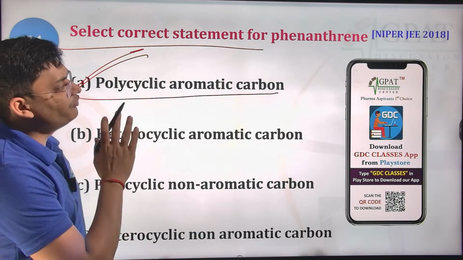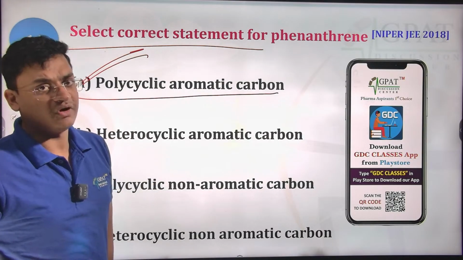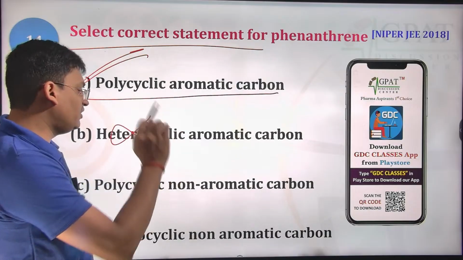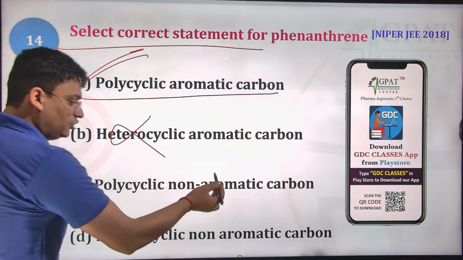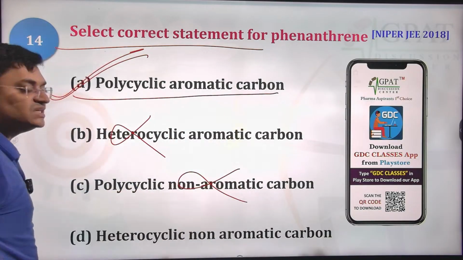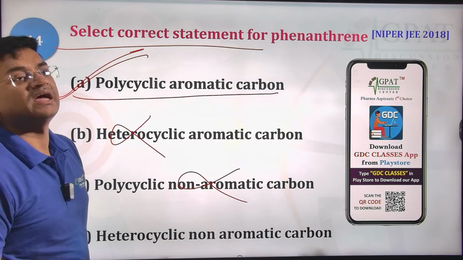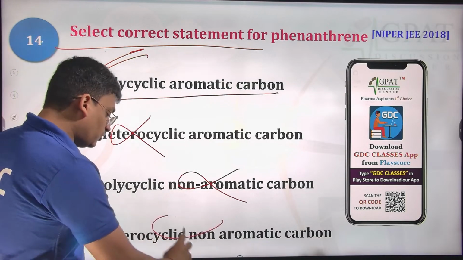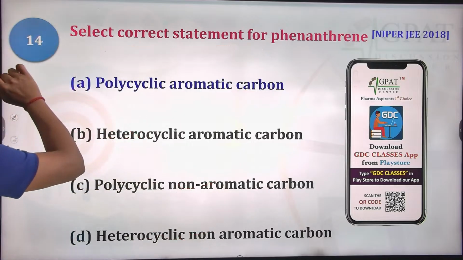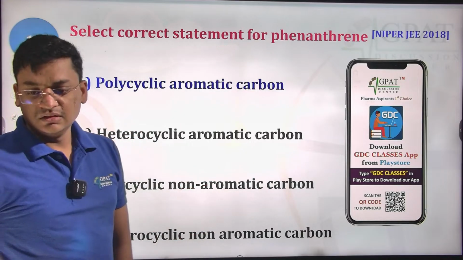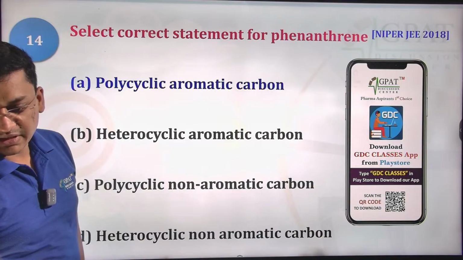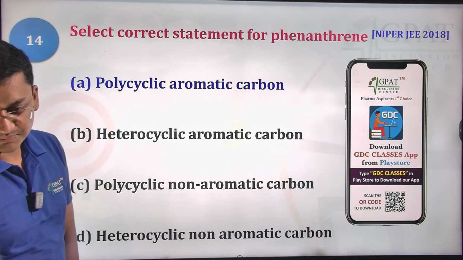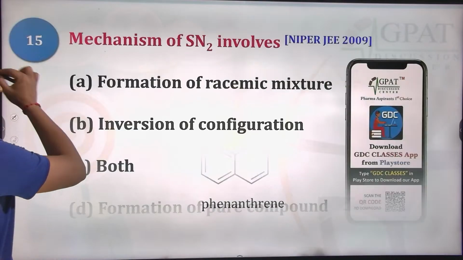Heterocyclic, no. Phenanthrene does not have any heteroatom in its rings, so it could never be heterocyclic. Polycyclic non-aromatic, not at all. 3 benzene rings make the structure an aromatic system. Heterocyclic is not at all possible. So yes, just A is the right answer. It's a polycyclic aromatic hydrocarbon. Okay, A will be the right answer.